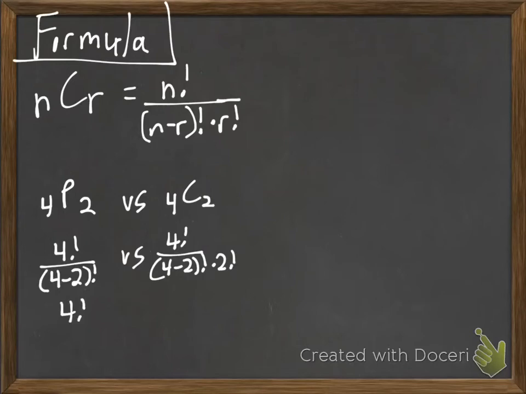So this gives us 4 factorial divided by 2 factorial, which is 12. And then this gives us 4 factorial divided by 2 factorial times 2 factorial, which gives us 3 as our answer. So you can see what happens here whenever we take out those doubles. We took out the doubles and we went from 12 possible choices to 3.